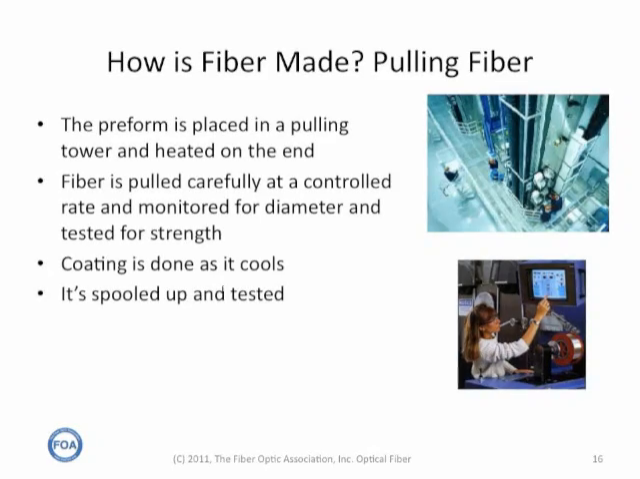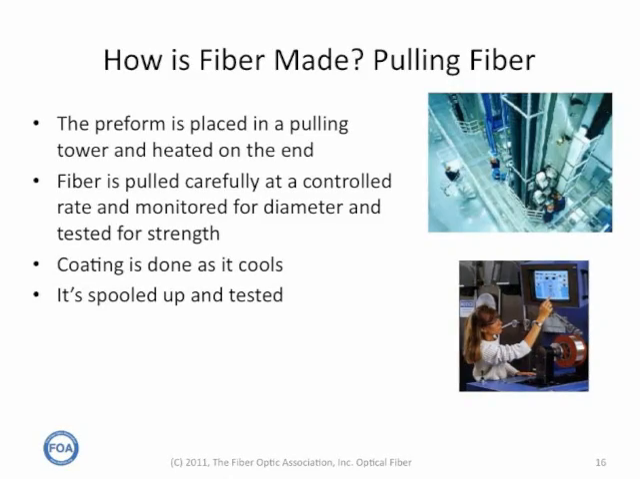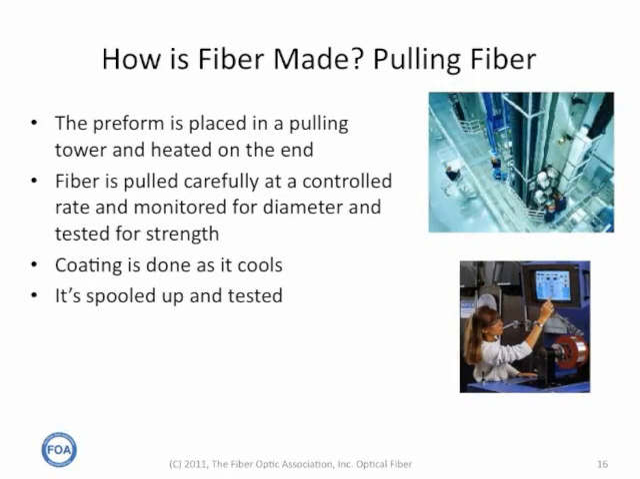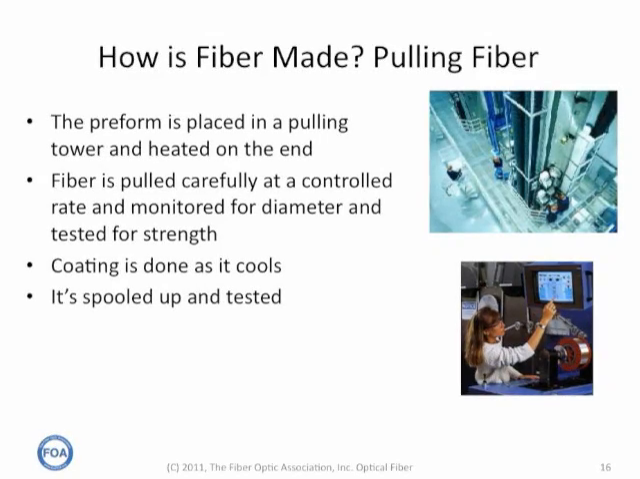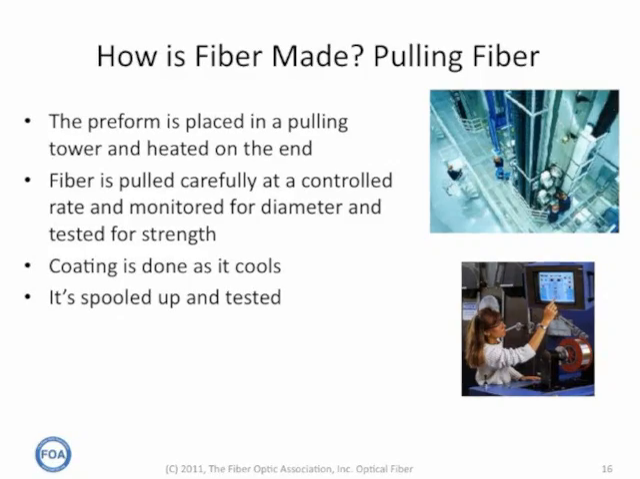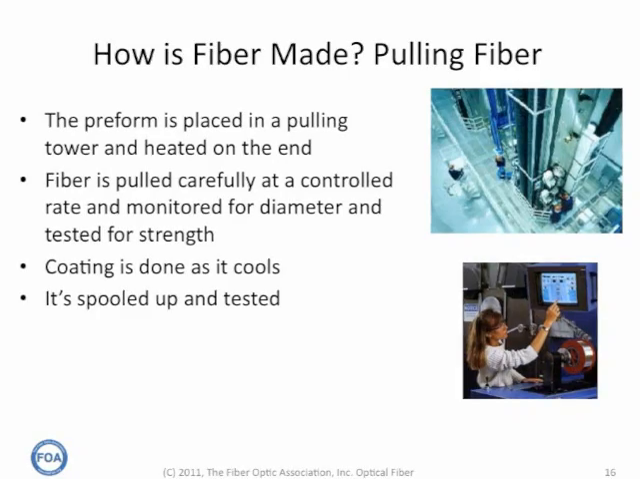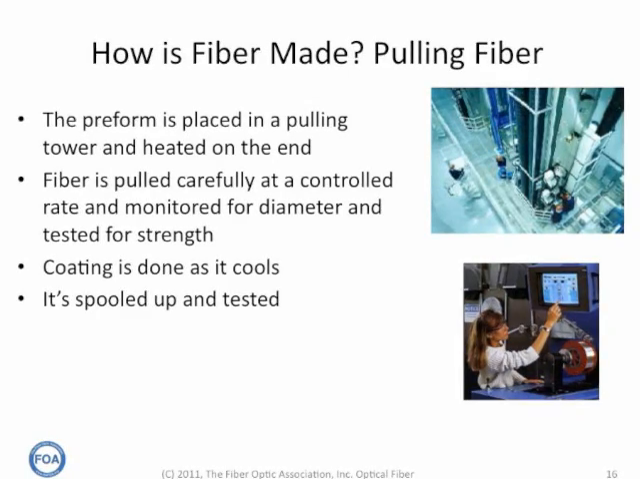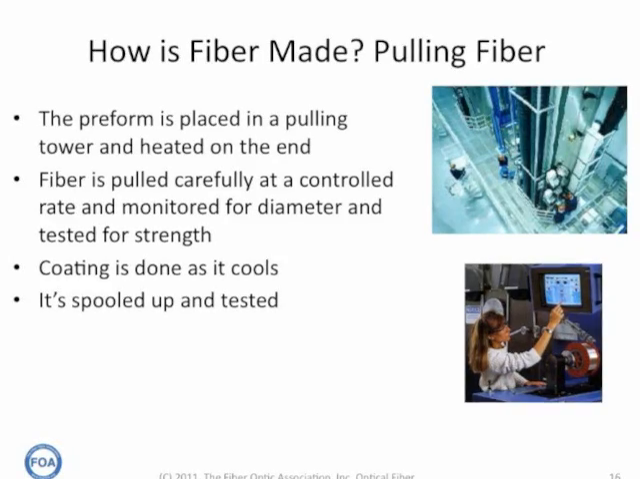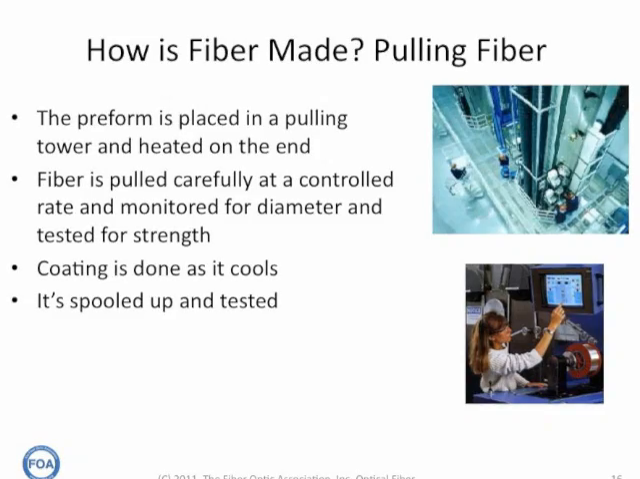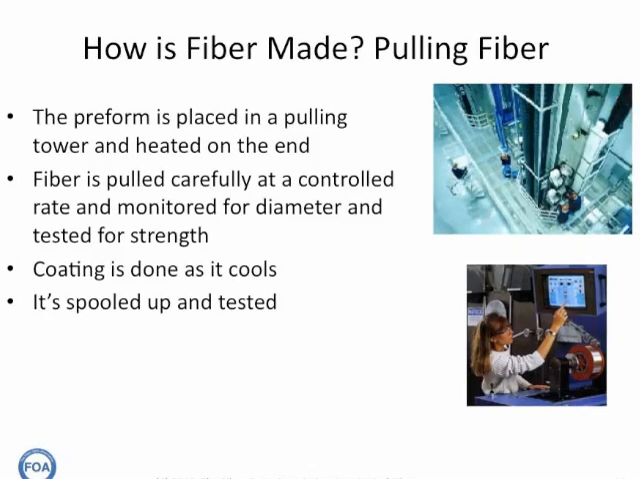The preform is placed in a pulling tower. It's heated up on the end, and the fiber is pulled as a thin strand from that giant preform. The fiber is pulled carefully at a controlled rate and monitored for diameter and tested for strength. As it cools down enough, it's covered with that primary buffer coating we talked about, usually a UV-cured acrylate. The fiber is then spooled up and fully tested to make sure it meets all its specifications. Then those spools are sent to cablers who build it into cable, which is going to be the topic of our next lecture.